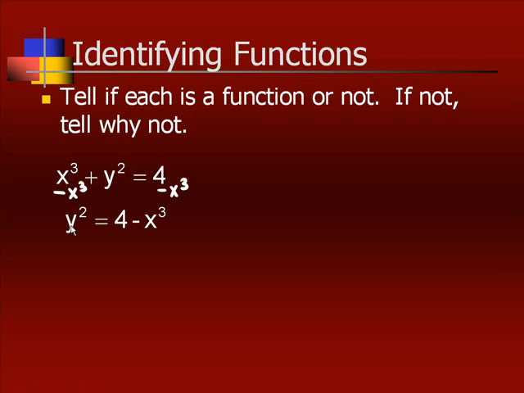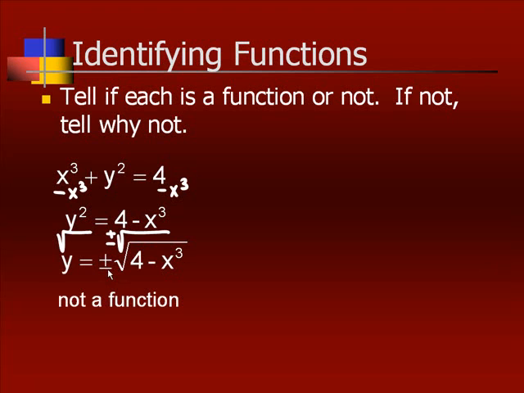Well, if we're trying to solve for y, the square root property says we can square root both sides, but we must also consider the positive and negative case of the other side. Then we get y is equal to plus or minus the square root of 4 minus x to the third. Because for any x we choose, there are two y values. One's a positive number, one's a negative number. So that is not a function.